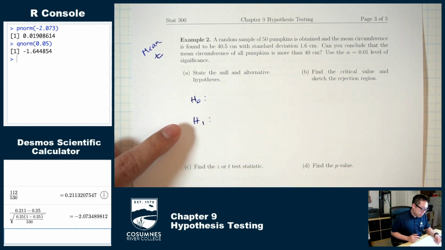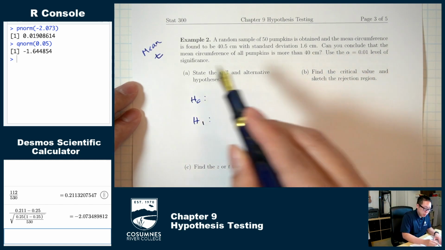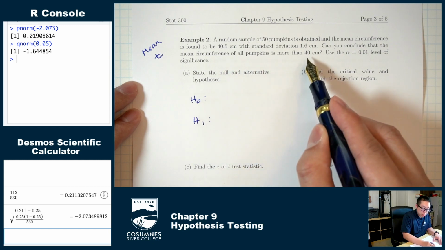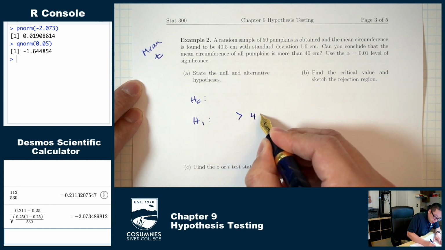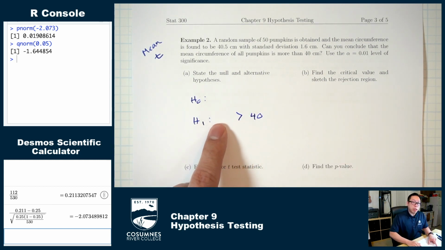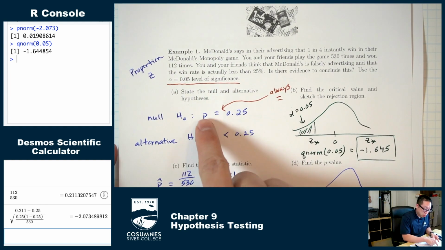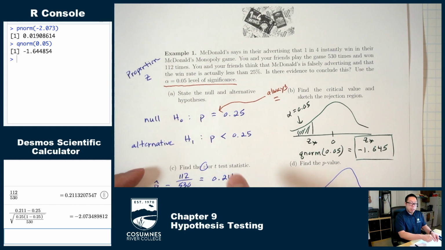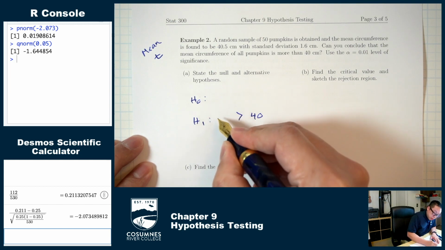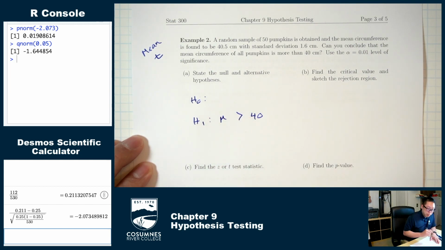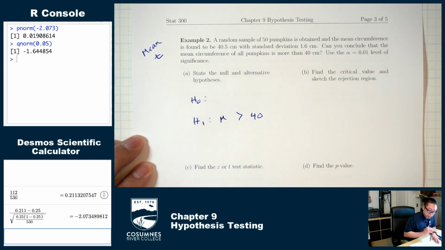Okay, it's always easiest for me to do H1 first. So H1 usually comes from the question. It says, can you conclude that the mean circumference of all pumpkins is more than 40? More than 40 would be greater than 40. And make sure we use the correct symbol here. For a proportion question, we use P for proportions, like in example 1. For a mean question, we should be using the symbol for mean, which is mu. So mean greater than 40. Can you conclude that the mean is more than 40?